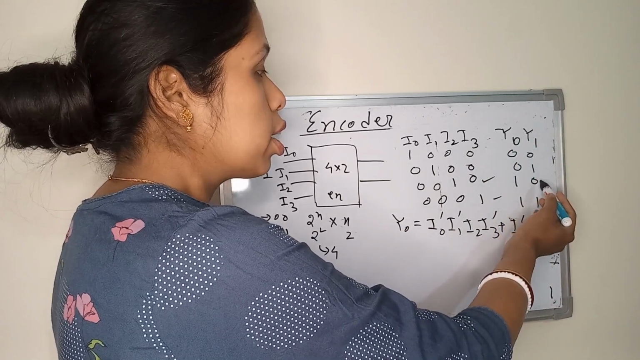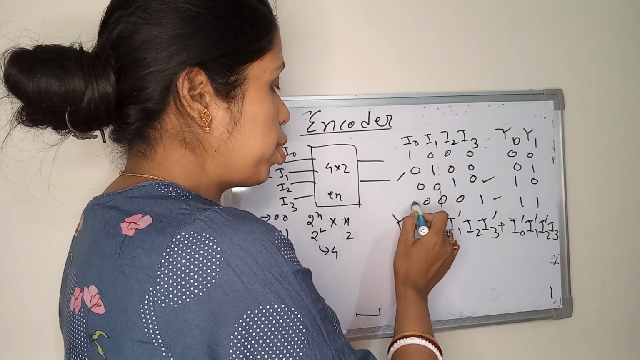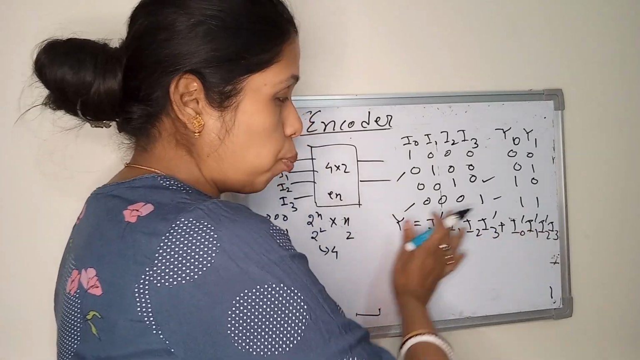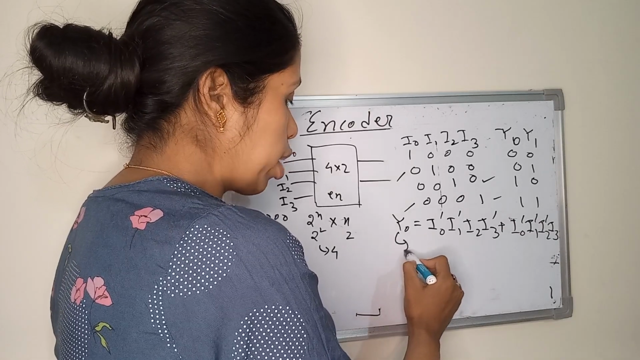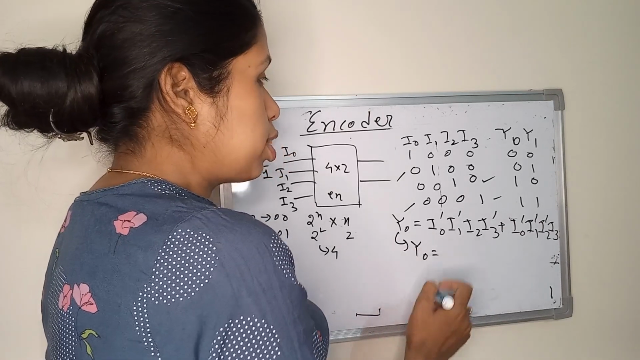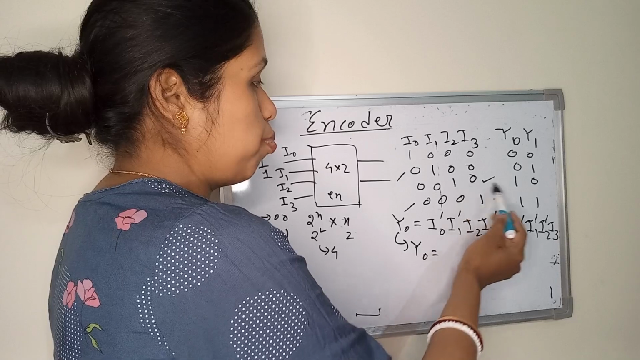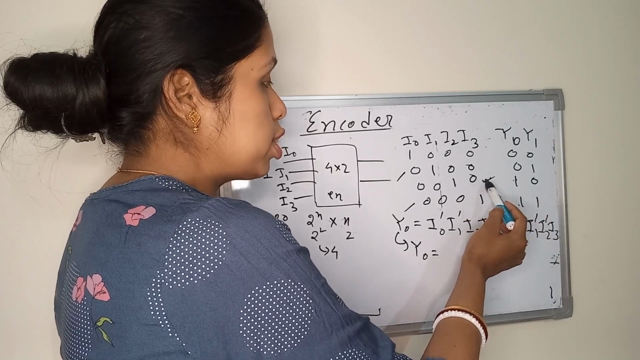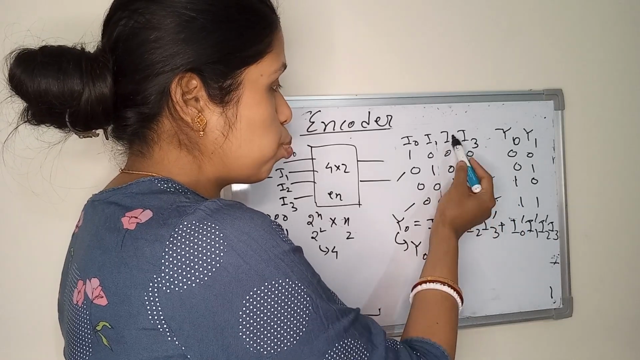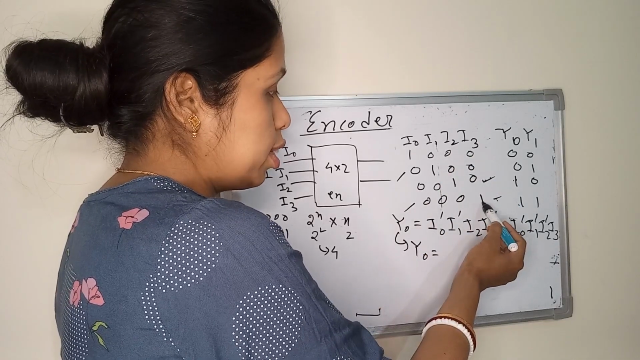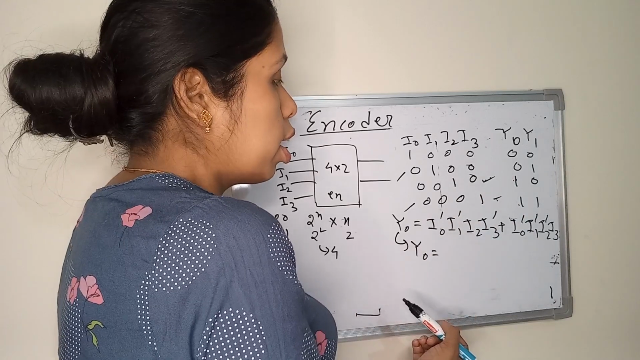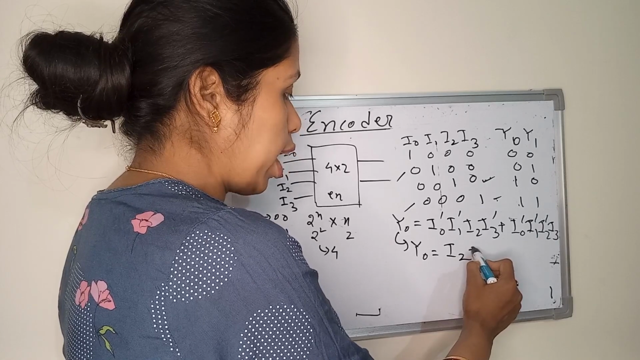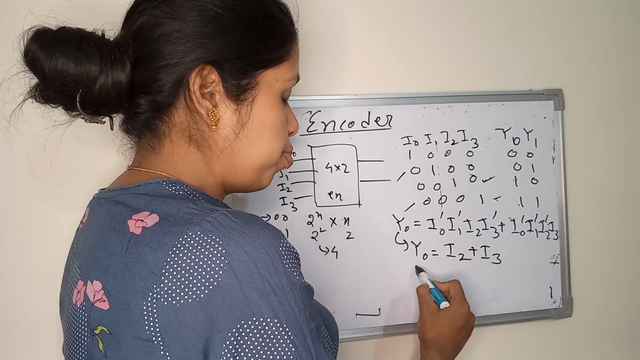My Y1 is 1 for this combination and this combination. But in case of the encoder, you can see this is a complex expression, right? In case of the encoder, you can write as, suppose in these two cases you have the output 1, right? So in these cases, which input channel is 1? I2 is 1. In this combination, which input channel is 1? I3. Okay, so rather than writing this one, I can write it as I2 plus I3.